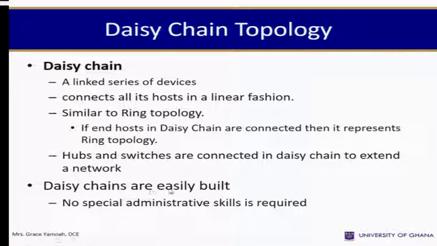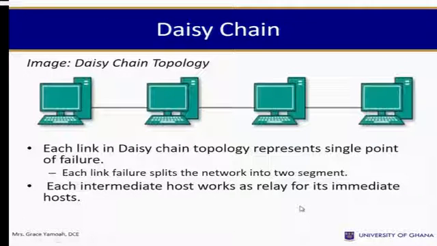Daisy chains are easily built. No special administrative skills are required. As we see here, the image of daisy chain topology. Each link in daisy chain topology represents a single point of failure. Each link failure splits the network into two segments. Each intermediate host works as a relay for its neighboring host.